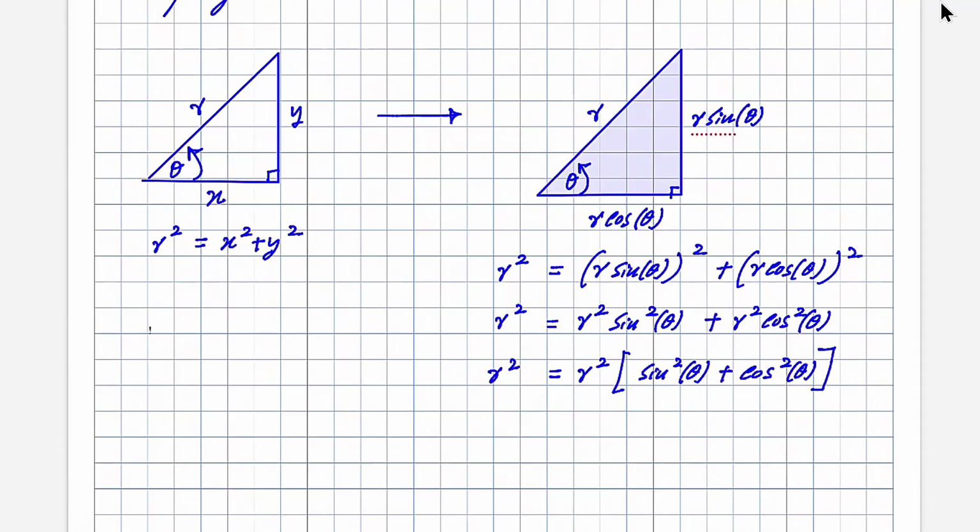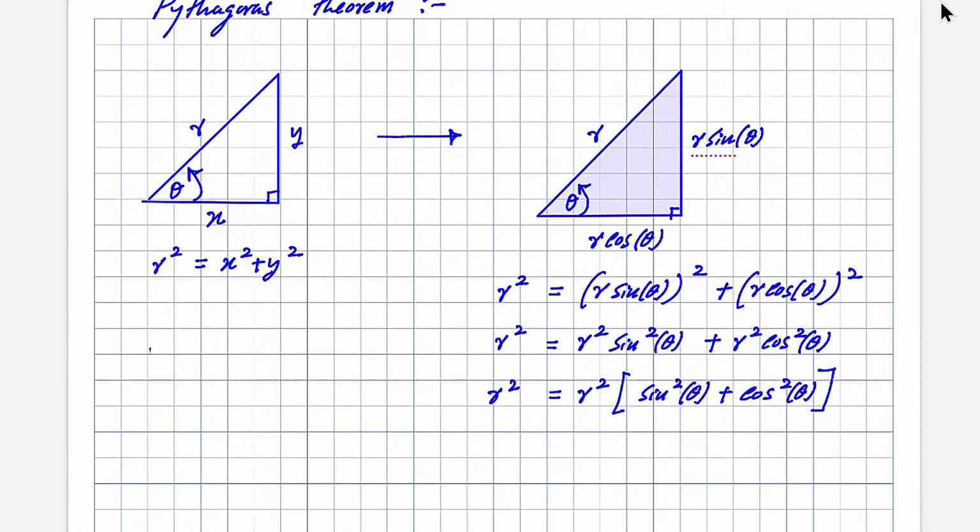Now, can r be 0? No, r cannot be 0 because r is that hypotenuse. Hypotenuse cannot be 0, right? Can r be negative? No, r cannot be negative. Why? Because r is a distance. How come distance is a negative? R is always positive, right? So this is always positive. How do you write this one? R greater than 0. R always positive means R greater than 0.